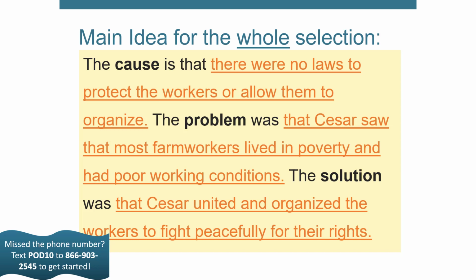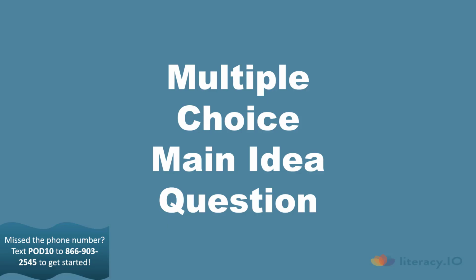Hi there, detectives. Here's what I wrote for my main idea. The cause is that there were no laws to protect the workers or allow them to organize. The problem was that Cesar saw that most farm workers lived in poverty or had poor working conditions. The solution was that Cesar united and organized the workers to fight peacefully for their rights. How does yours compare?